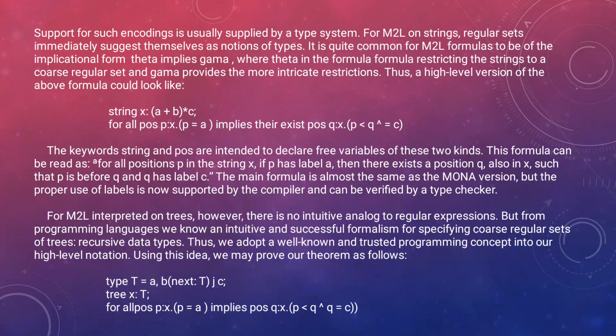The keywords string and pos are intended to declare free variables of these two kinds. This formula can be read as: for all positions p in the string x, if p has label a, then there exists a position q also in x such that p is before q and q has label c.